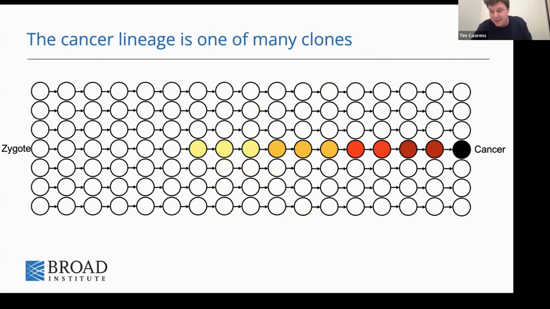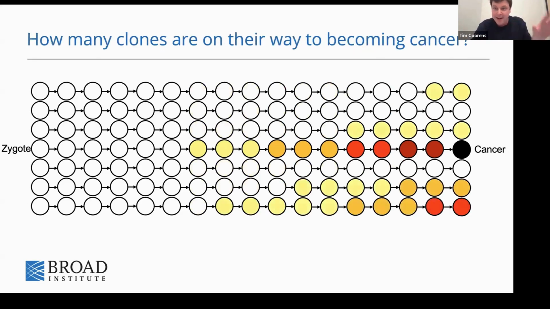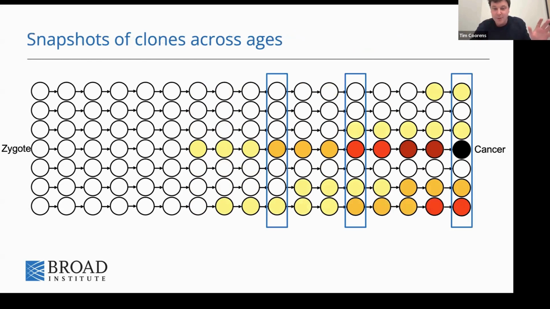But you may imagine that there's lots of other cells there, and they may be at various different points in that trajectory from normal cell to cancer cell. And so if we can take different snapshots of different people of different ages, can we find a distribution of clones that are already on their way to becoming cancer but aren't quite there yet?